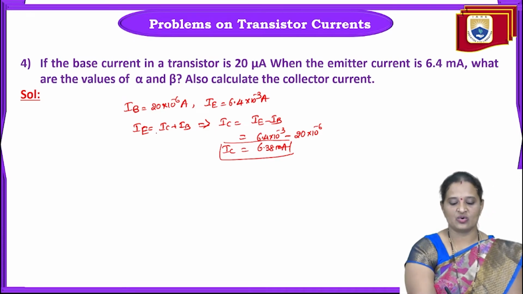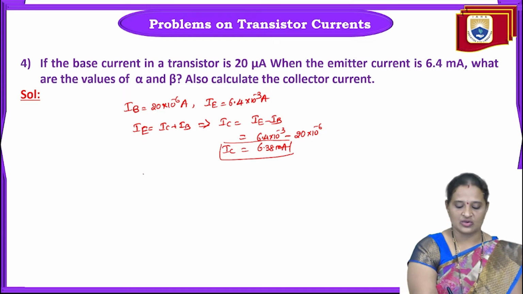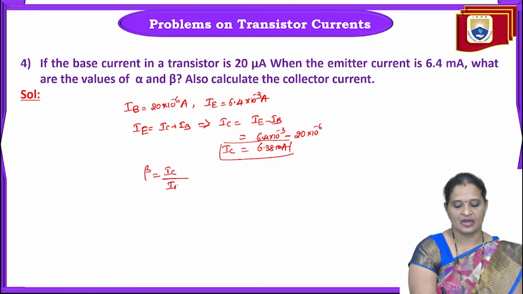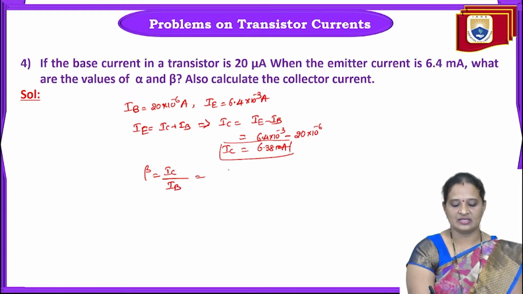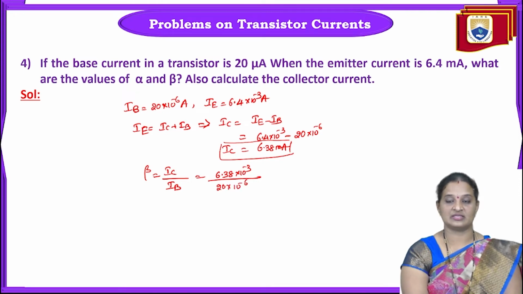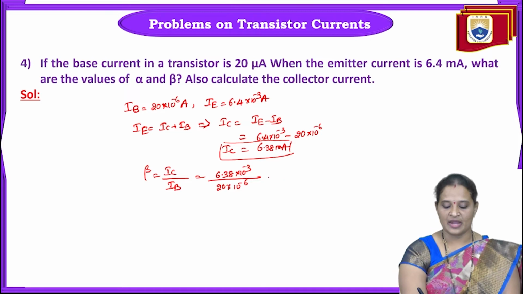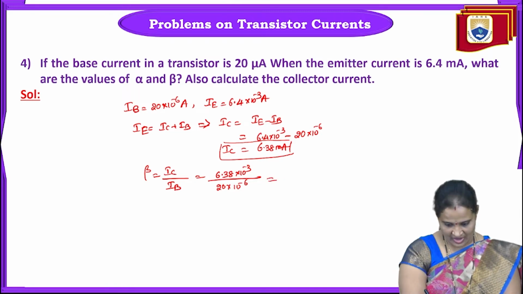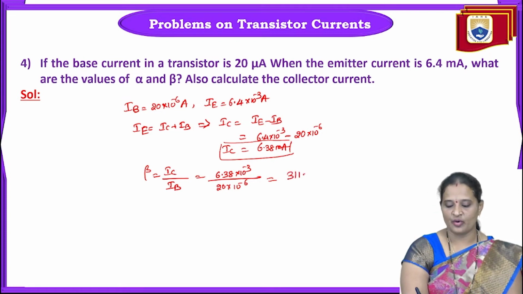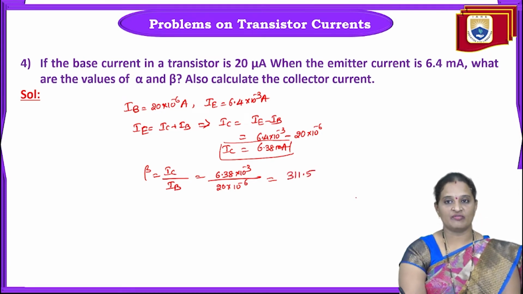As IC is known and IB is known, we can calculate the value of beta. Beta is equal to IC by IB, where IC is 6.38 into 10 to the power of minus 3, whereas IB is 20 into 10 to the power of minus 6. If I calculate this value, I'll get the value of beta as 311.5.